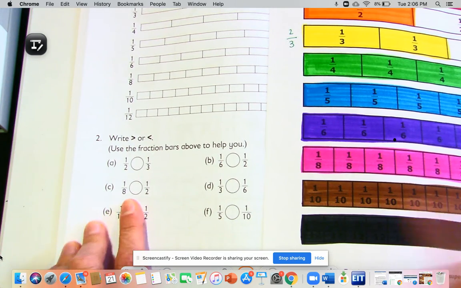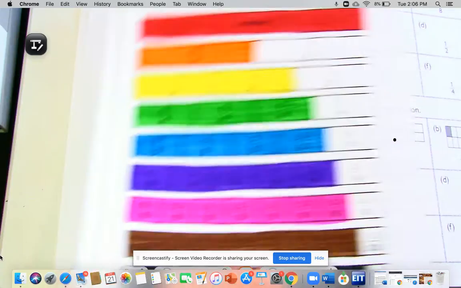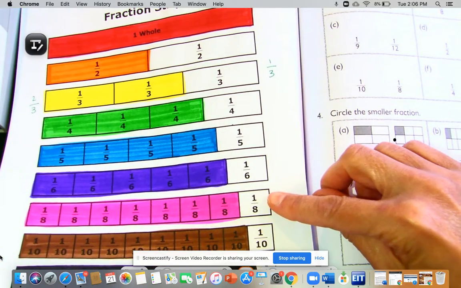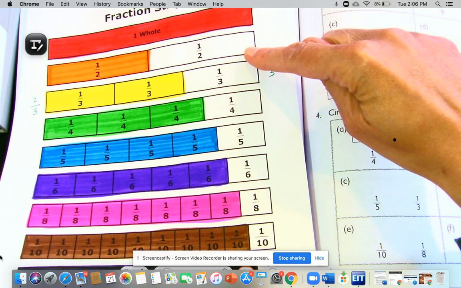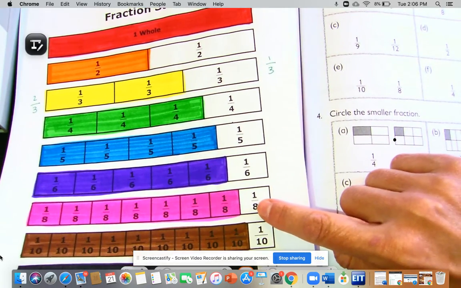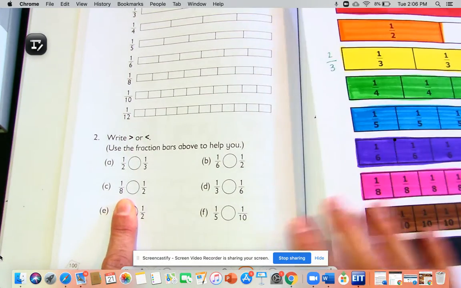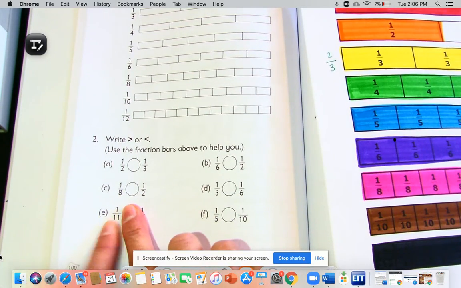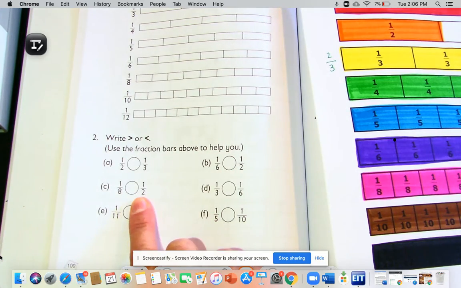What about down here? It says what about 1/8 and 1/2? So I can look back here at my fraction bars. Well, 1/8 is pretty tiny and 1/2 is pretty big. Remember, it's kind of like the opposite. Look at the denominator. It's an 8. It's a bigger number, but it's actually a smaller fraction. So the Pac-Man alligator monster guy wants to eat the bigger one. It's going to eat 1/2.